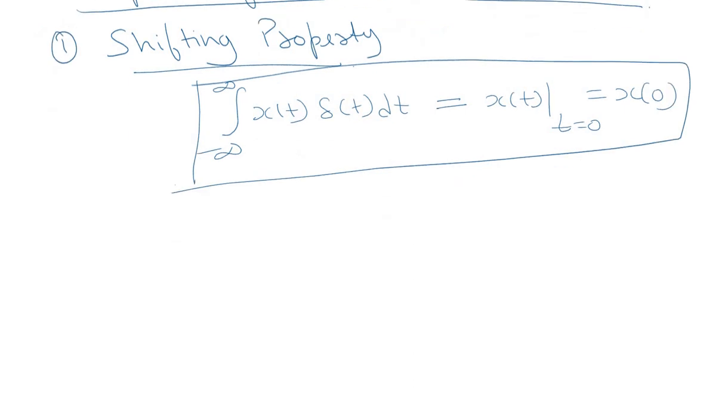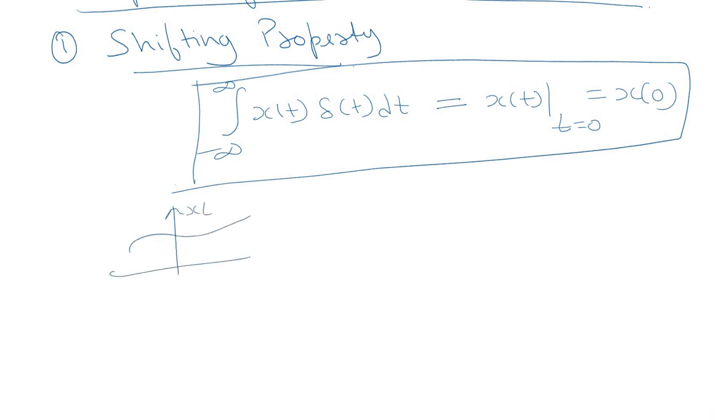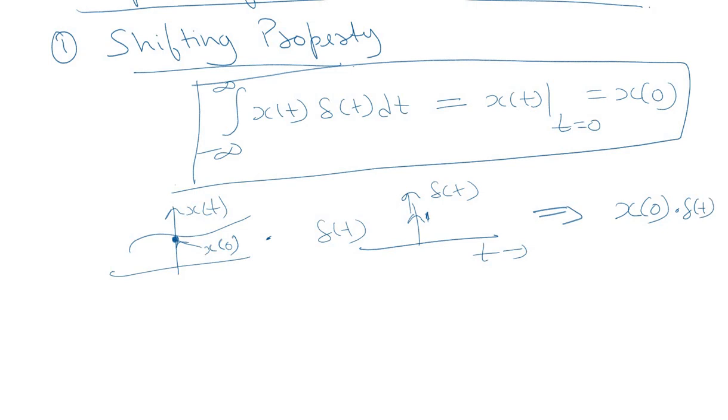We can easily prove this property. Say this is a continuous time arbitrary signal x of t. It is getting multiplied with the impulse function delta t, which we know is equal to 0 at t not equal to 0. If you multiply these two, what will be the resultant? The output signal will be 0 for t not equal to 0, isn't it? And what will be its value at t equal to 0? 1 multiplied by this value. What is this value? This value is nothing but x of 0, right? So the resultant will be x of 0 into delta t, right?